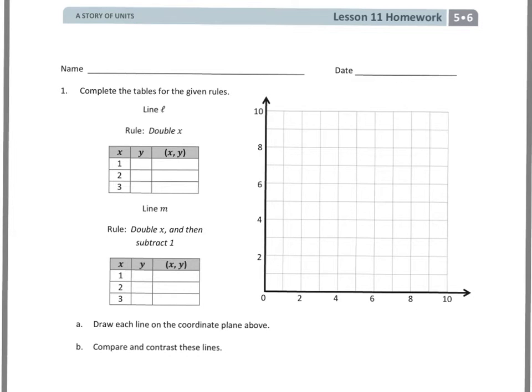Hello everyone, this is grade 5, module 6, lesson 11 homework. For number 1 it says, complete the tables for the given rule. So I have two tables that I have to fill in.